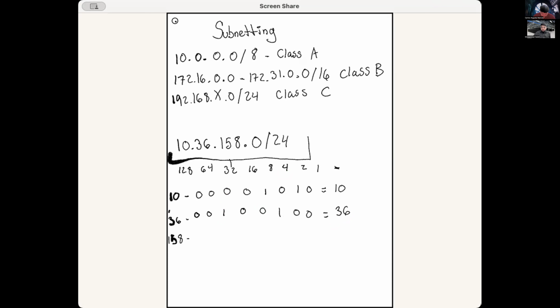158. Yeah, 128 fits in there. Okay. 64. No, that's too much. Then 32. Let's see. What is 128 plus 32? 128 plus 32 equals 160. So that is just overboard of what I need.